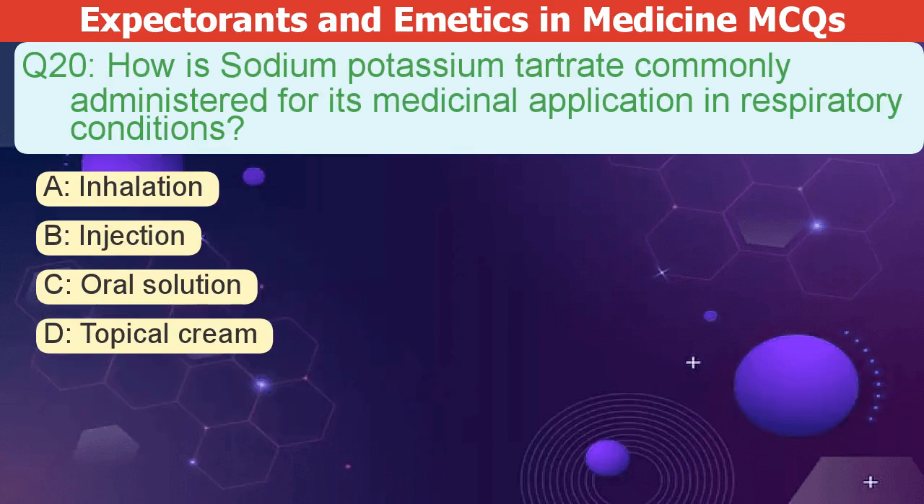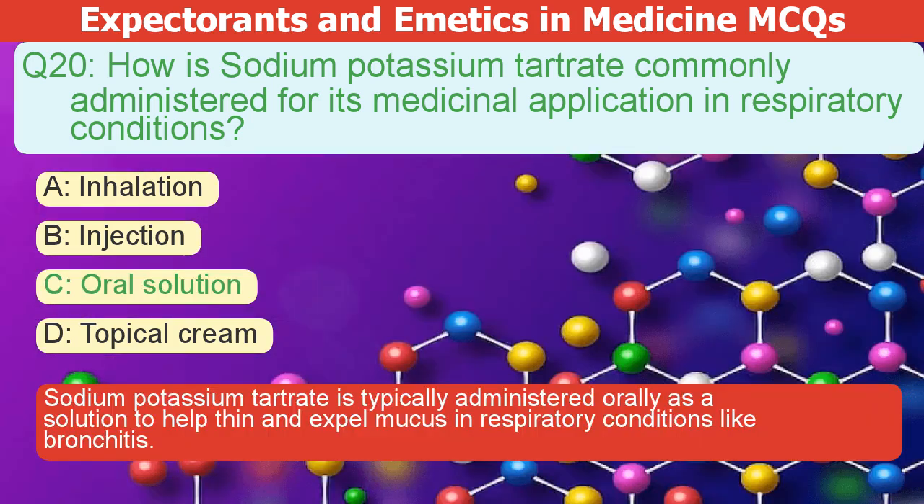How is sodium-potassium tartrate commonly administered for its medicinal application in respiratory conditions? A. Inhalation. B. Injection. C. Oral solution. D. Topical cream. The correct answer is C. Sodium-potassium tartrate is typically administered orally as a solution to help thin and expel mucus in respiratory conditions like bronchitis.